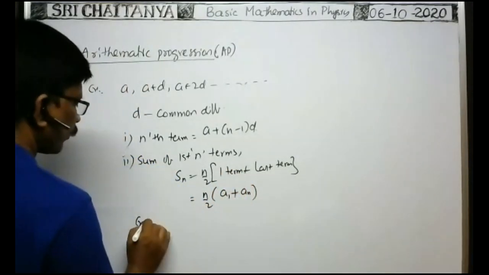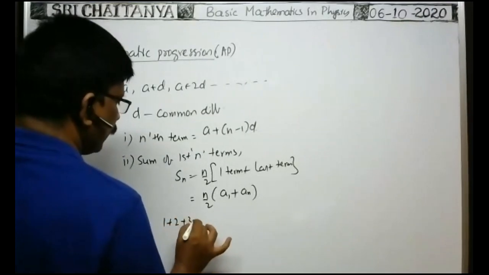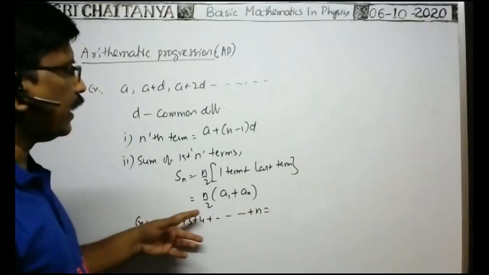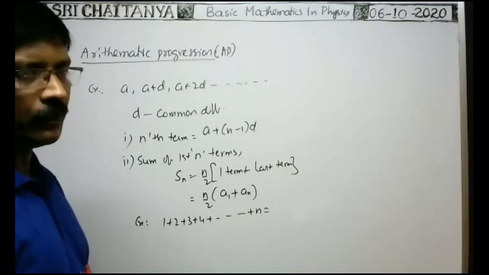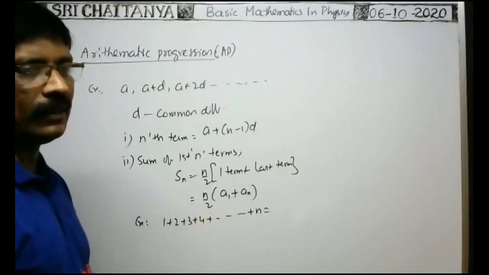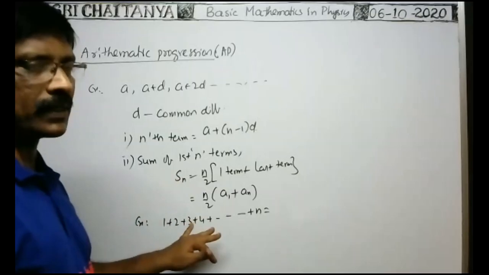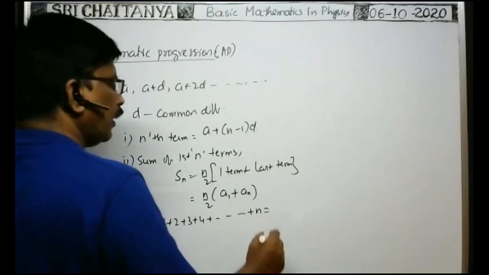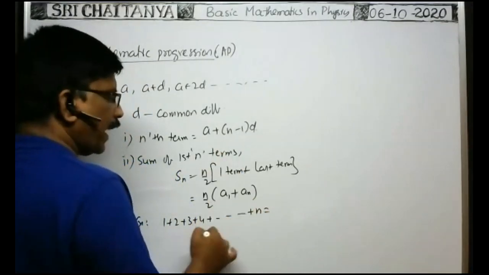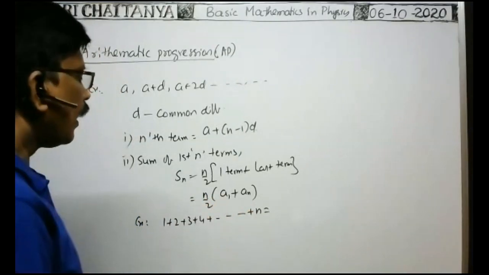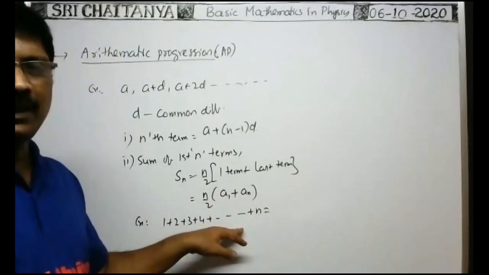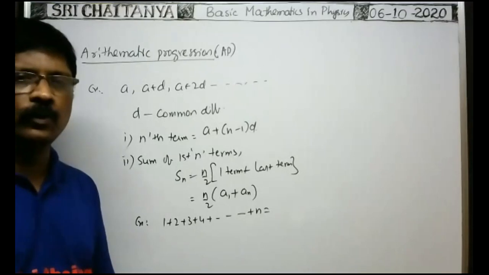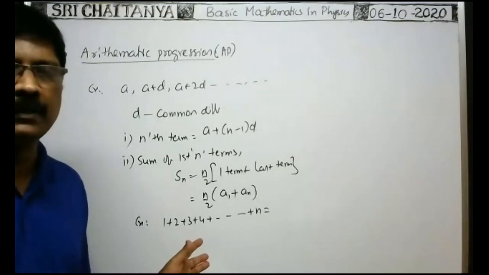Let's see an example. For example, 1 plus 2 plus 3 plus 4 plus and so on, n terms. What is the sum of the first n natural numbers? It is 1 plus 2 plus 3 plus and so on, n terms. As we already said, if the number of terms to be added is n and they are in AP. Are these numbers in AP or not?